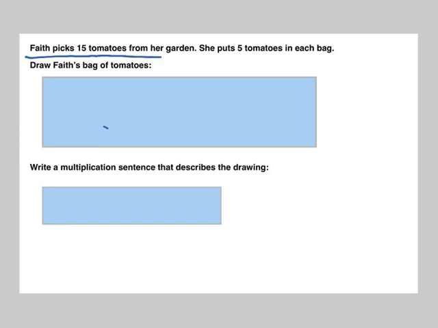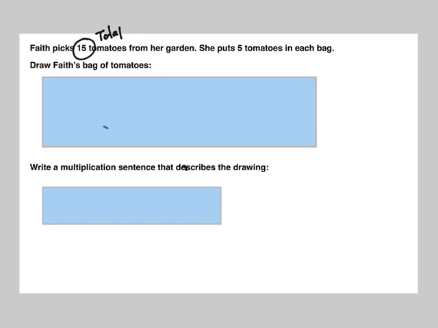Faith picks 15 tomatoes from her garden. She puts 5 tomatoes in each bag. Draw Faith's bag of tomatoes. So what is Faith doing here? Faith is picking tomatoes from her garden. How many number of tomatoes did she pick? She picked 15 tomatoes from her garden. So here we know that the total is 15. 15 is the total.